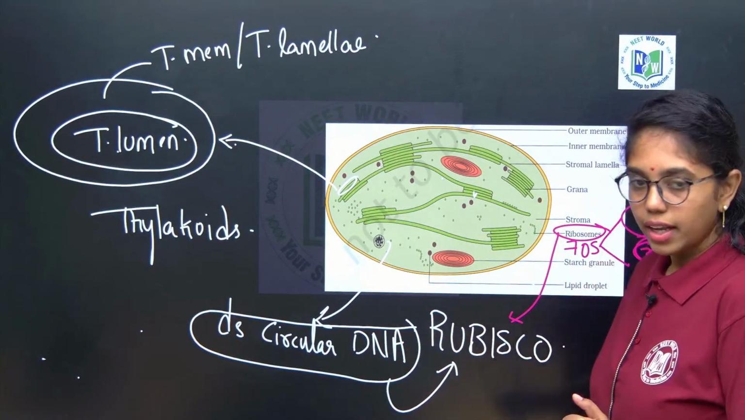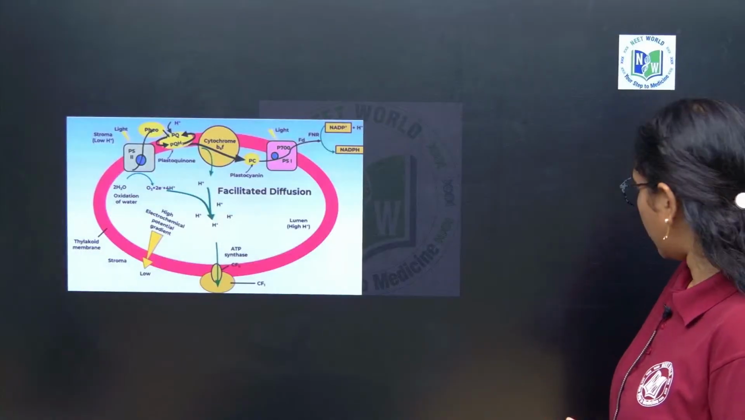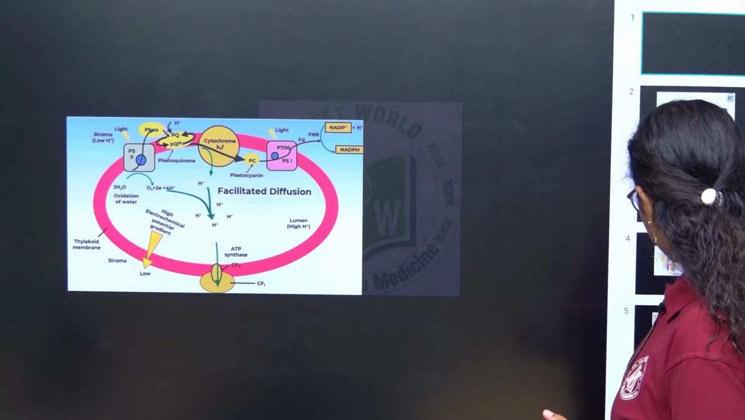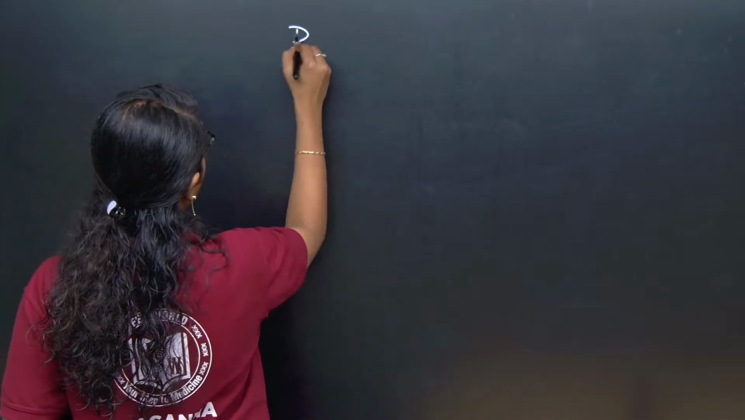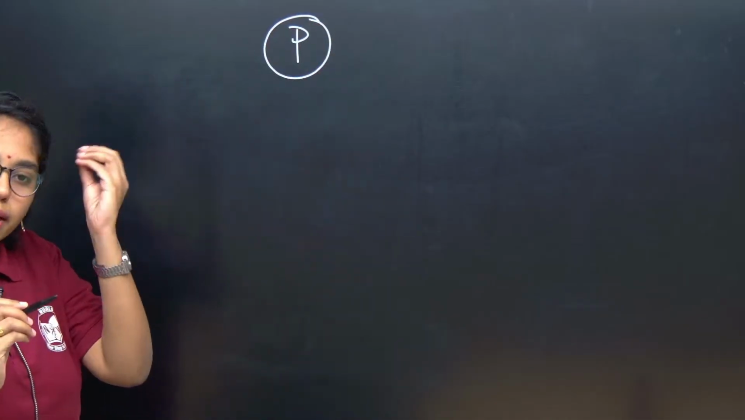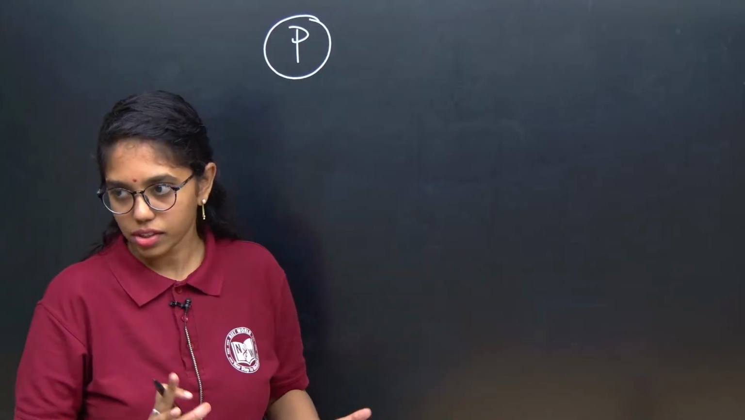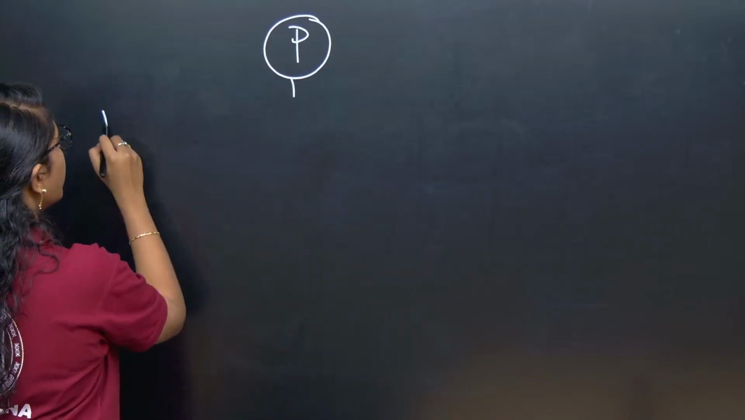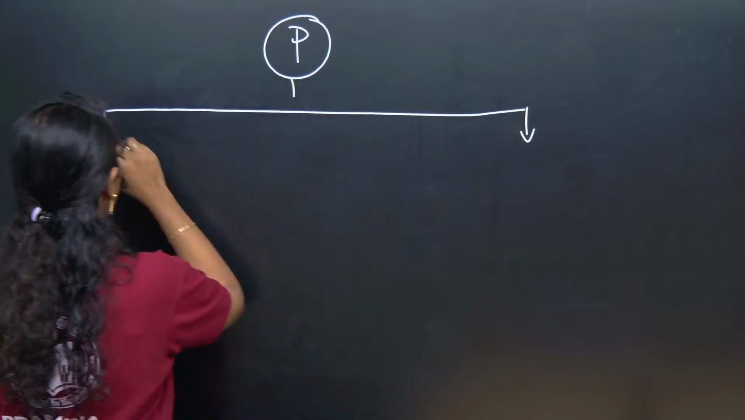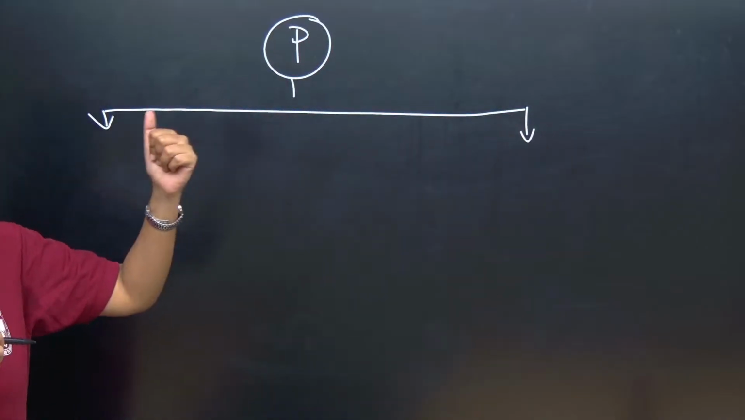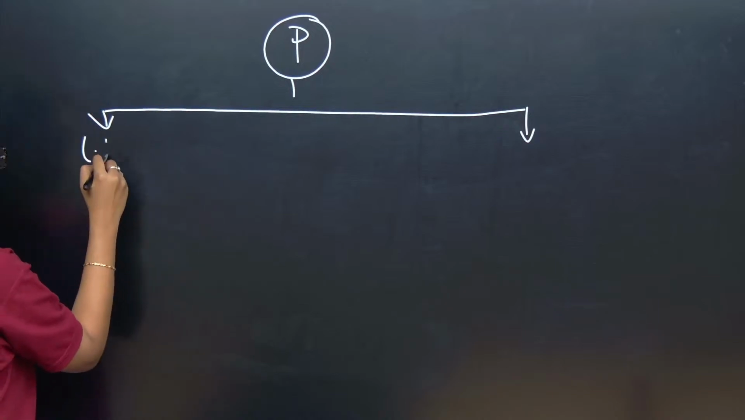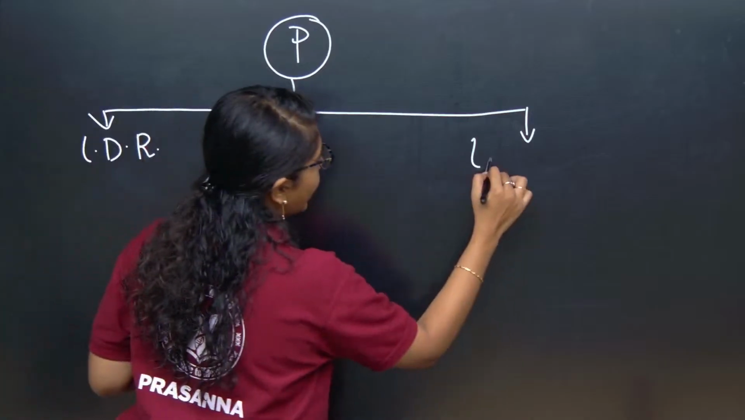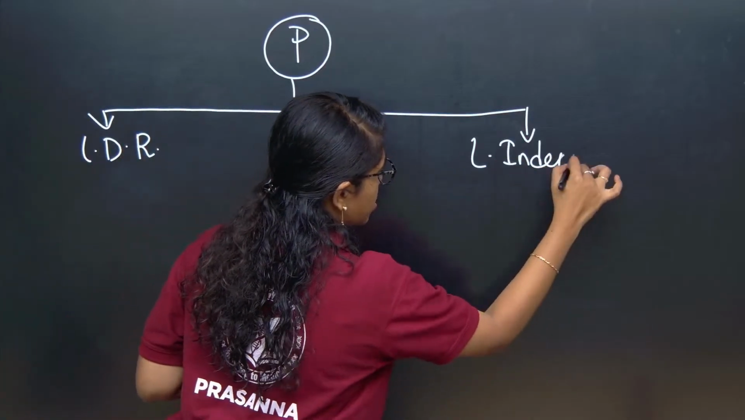Is that clear with the organelle chloroplast? Everything is fine, right? Now here I need to add a slide. Look at here properly. Whenever we think of photosynthesis, what immediately comes to mind is light reaction and dark reaction. So here we have two reactions, which are light dependent and light independent reactions. Shortly we will call them light reaction and dark reaction.